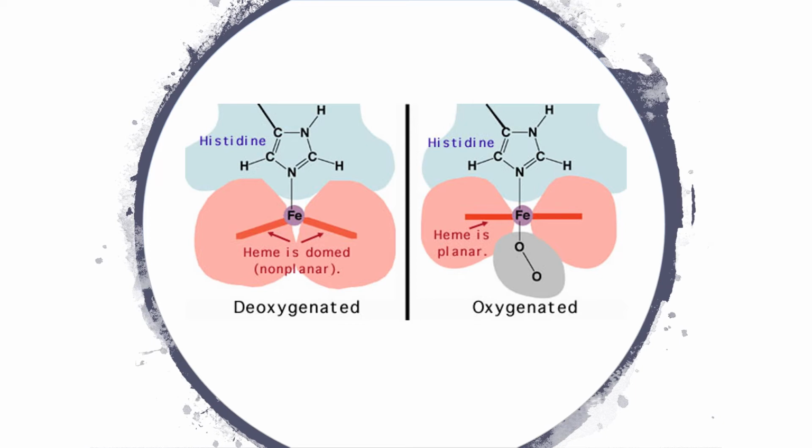On the right side here, we have the oxygenated form, and we can see that when the oxygen is bound to the heme, it will become planar, and the quaternary structure of the hemoglobin makes it obvious that changes occur after the oxygen binds to the heme. All right, clear as mud.